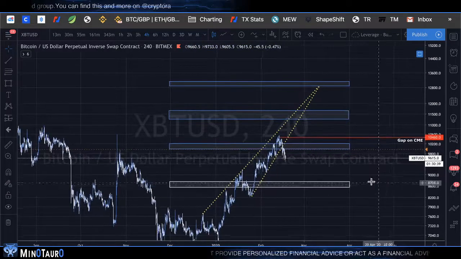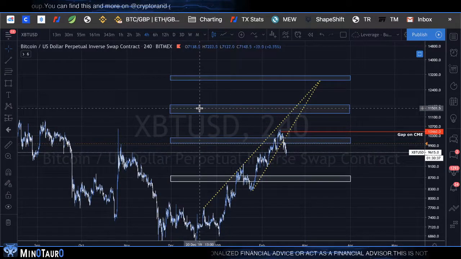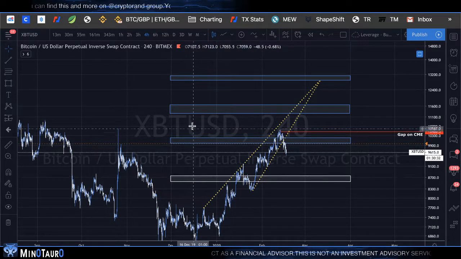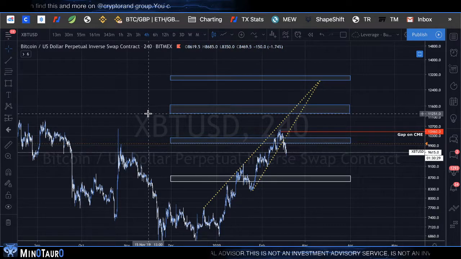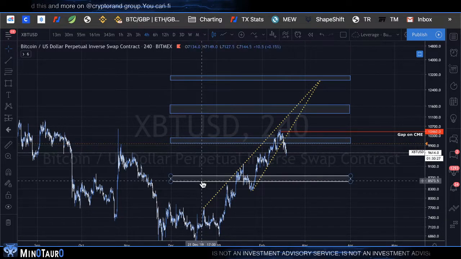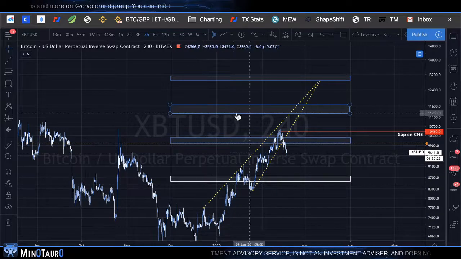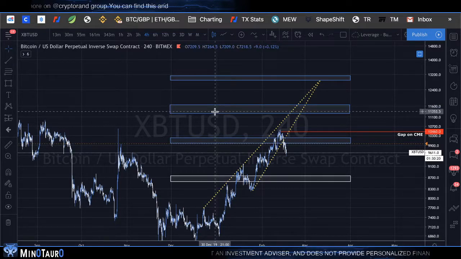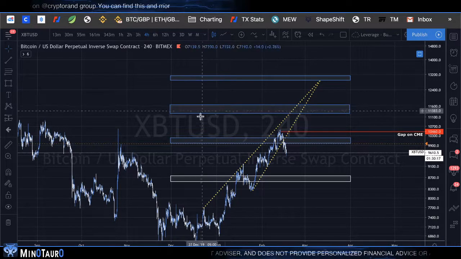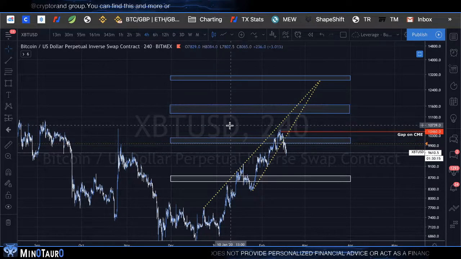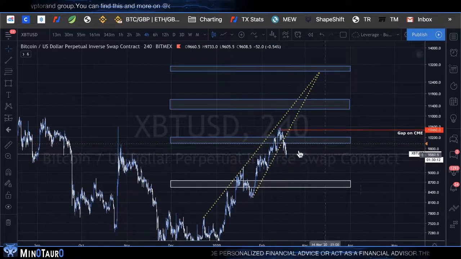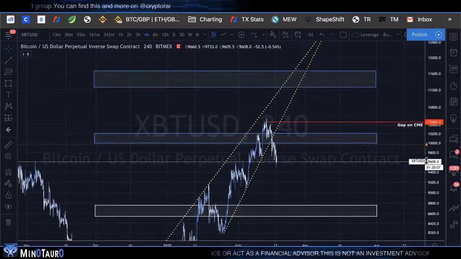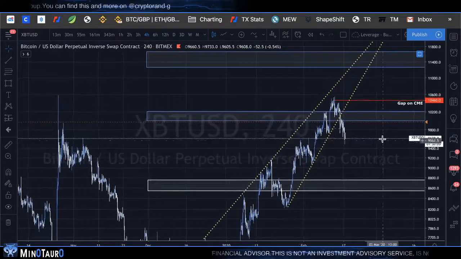Now the blue boxes are resistance boxes, the white boxes are support boxes. The box is, instead of a level, it means that there is a range of price that you can use to enter a position, and there is a range of price that you can use to exit the position if you are long or feeling for short. So this is also feeling for short, okay. Consider to do it very carefully when you are doing bull runs like we are doing now, okay.